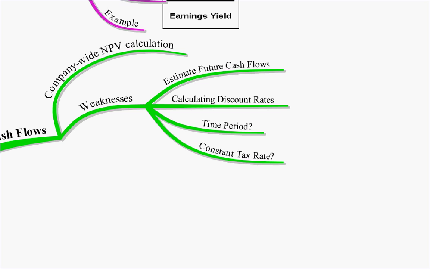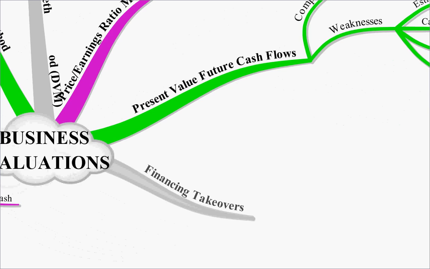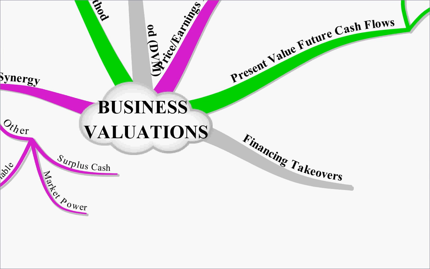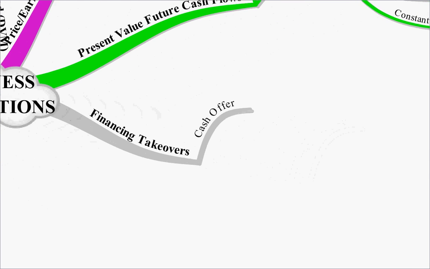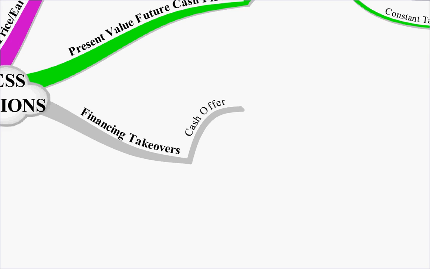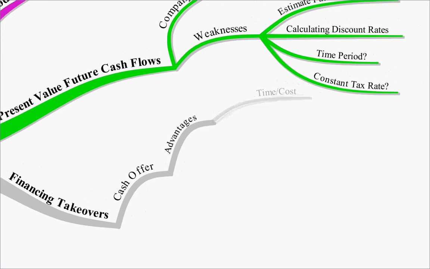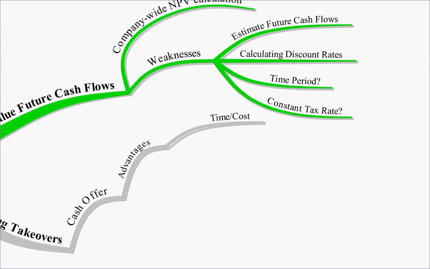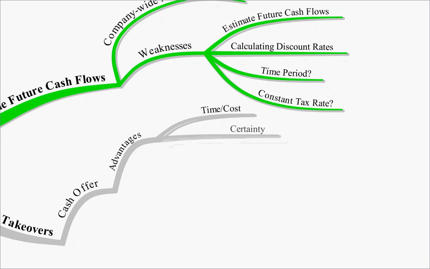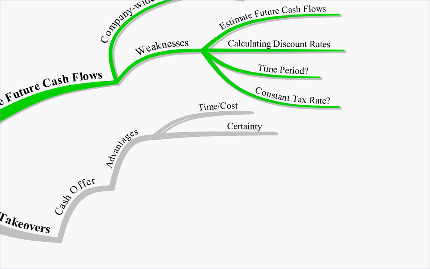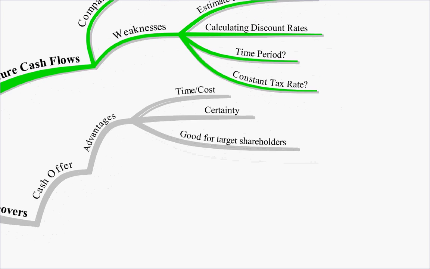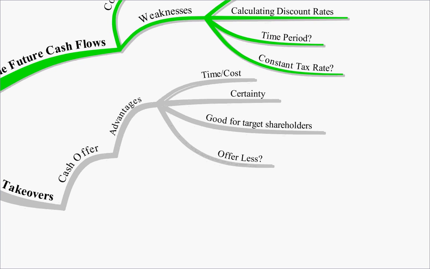So those are three methods of calculating the value of the company. How are we going to finance the takeover of the company? Well, we can make a cash offer. Advantages of this are that it is relatively cost effective and timely. It's a certain price. It's going to be good for the target shareholders because they get their cash and that's the deal done. Also, if you're offering cash, as with anything, you can offer a little bit less.